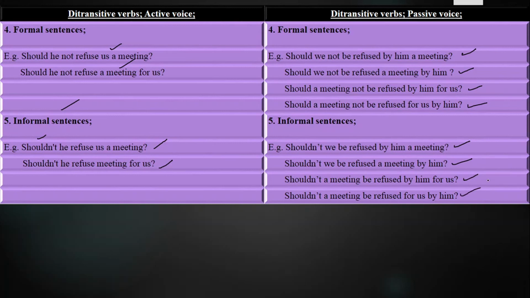So these are the sentences of the ditransitive verb refuse, from active voice into passive voice with the modal auxiliary verb should.